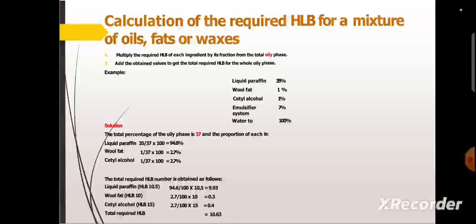So the result is 9.93. For wool fat, it is 2.7 divided by 100 into 10, where 10 is its HLB value. The calculated value is 0.3. For cetyl alcohol, it is 2.7 divided by 100 into 15, where 15 is the HLB value of cetyl alcohol. The obtained value is 0.4. So the total required HLB value is 9.93 plus 0.3 plus 0.4, which means the total HLB value is 10.63.